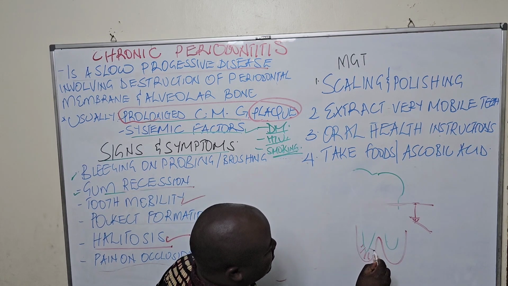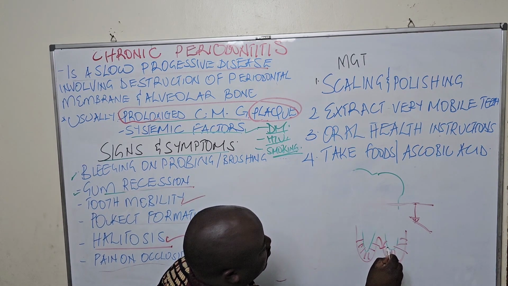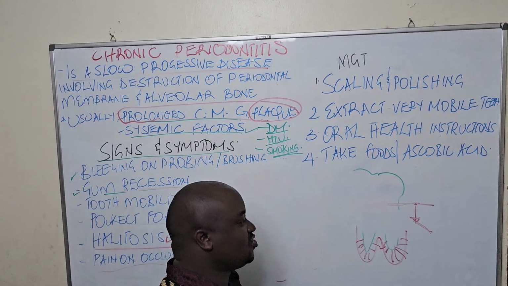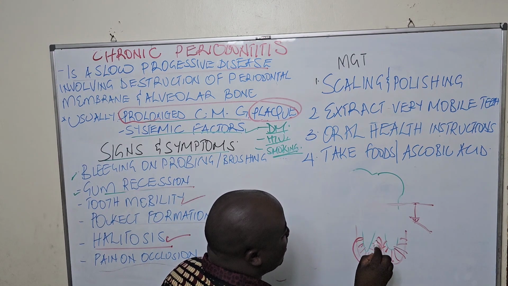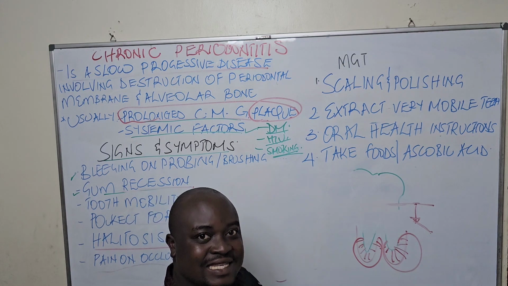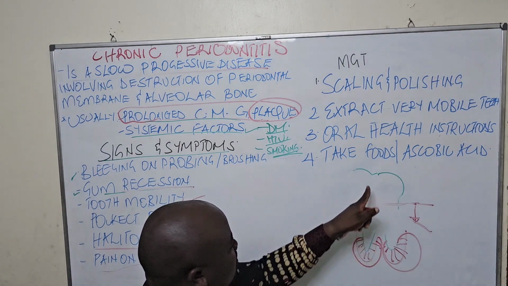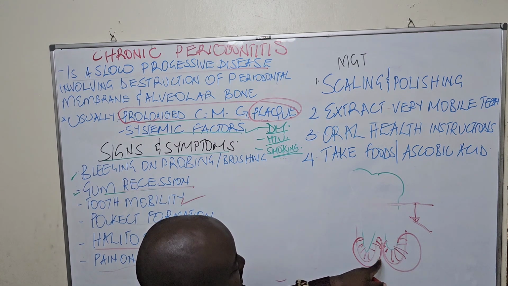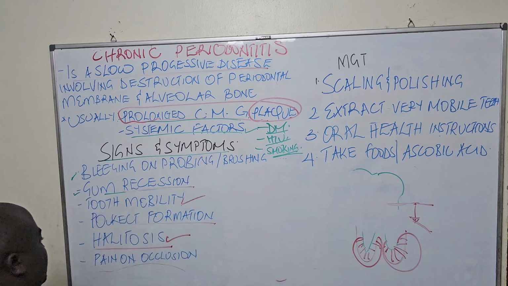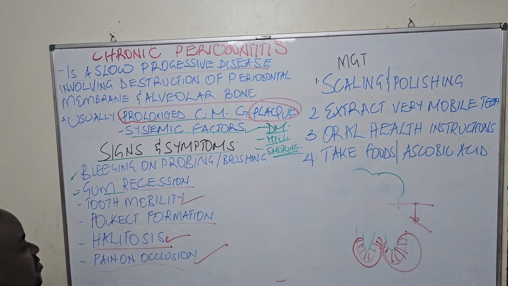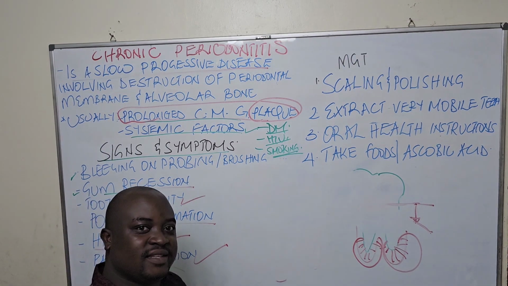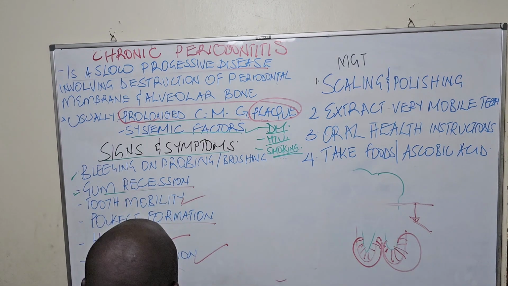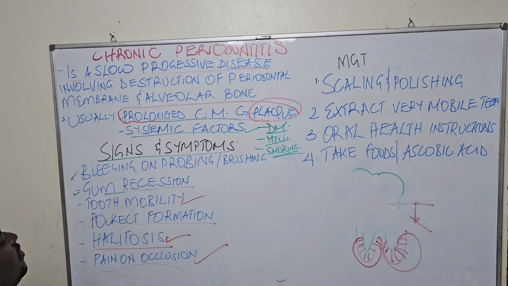Pain on occlusion. Of course, once there is disease or tenderness of these fibers that are holding the tooth, the moment an individual bites and we have tenderness or inflammation around this area, we shall find what? Pain. The forces will be transmitted to the apex of the teeth, and we shall be having what? Pain. Therefore, when there is occlusion, there is pain. Of course, there are other points like pain on eating and difficulty in occlusion, but these ones are the major ones.